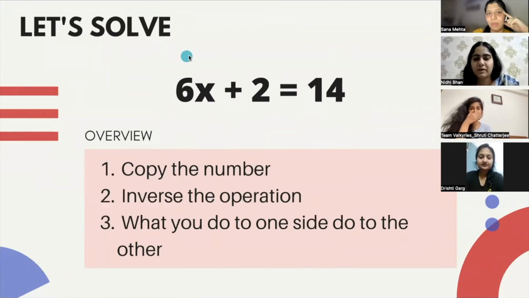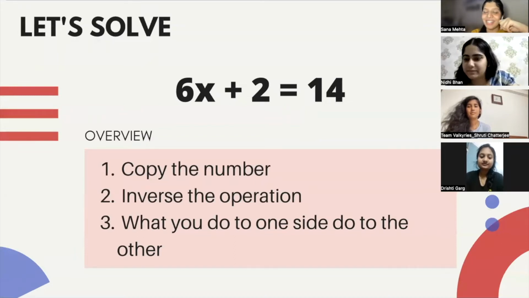As you see in this equation, 6x plus 2 is equal to 14. Can you all tell me what the variable is inside this equation? x is the variable. Yes, correct. And then what are the constants? They are 6, 2, and 14. Exactly, you're right. 6, 2, and 14 are the constants. And then we have one operator, which is the addition sign.